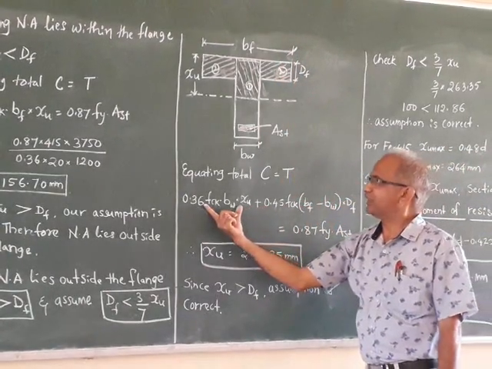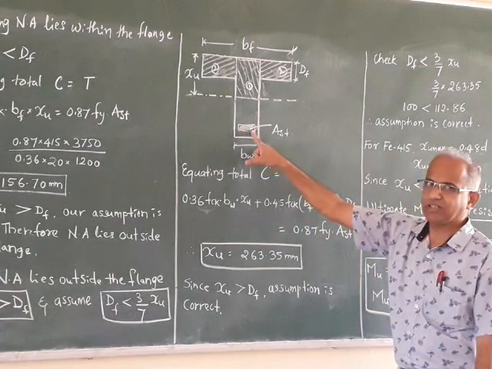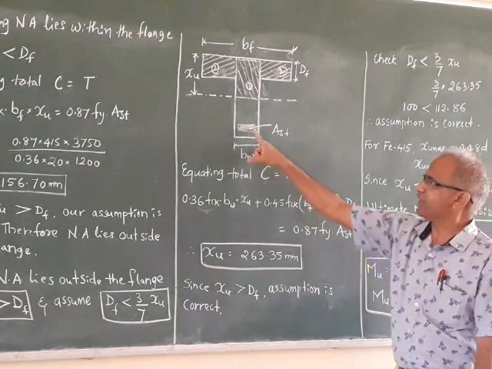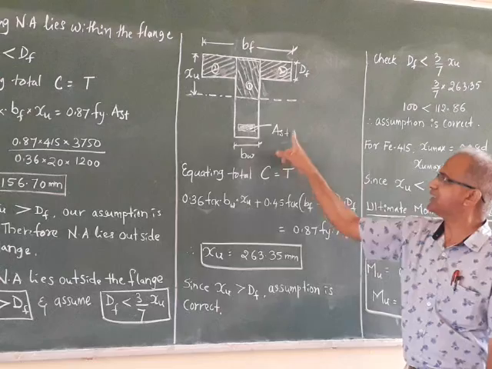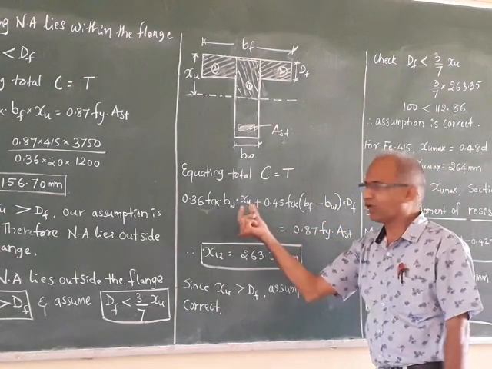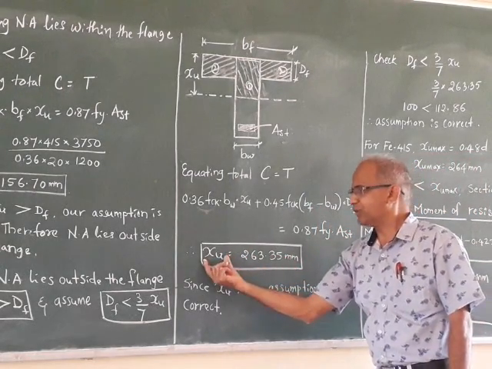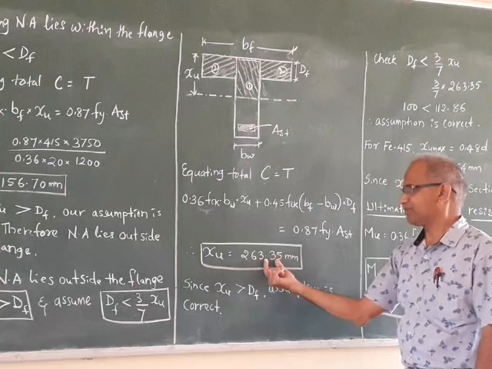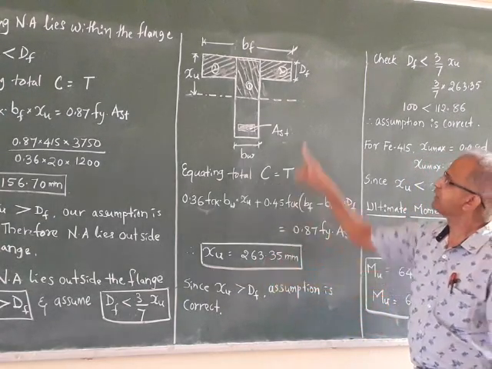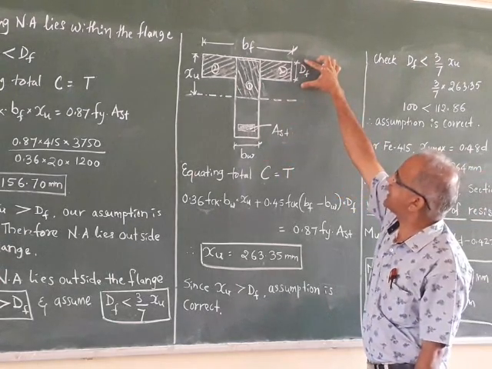So C1 plus C2 is equal to this T. Again, T is the total tensile force. Stress 0.87 Fy is the stress in this steel, and area of steel is AS. So all the values are known here, so calculate XU. The neutral axis depth will be 263.35. Now again compare this with DF. DF in this problem is 100 mm.